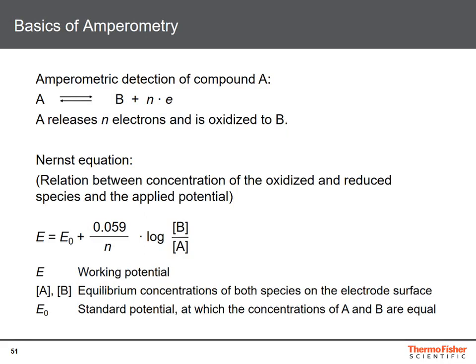Let us assume the amperometric detection of a compound A being oxidized to compound B and releasing a number of electrons. These electrons are forming a current, and this current is what we actually measure in amperometric detection. The whole process is described by the very famous Nernst equation, describing the relation between the concentration of the oxidized and reduced species and the applied potential. In the formula below, we see the standard potential E0, and this is the potential at which the concentration of A and B are equal.